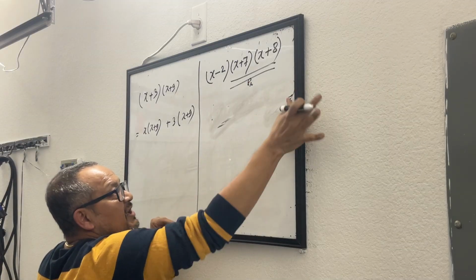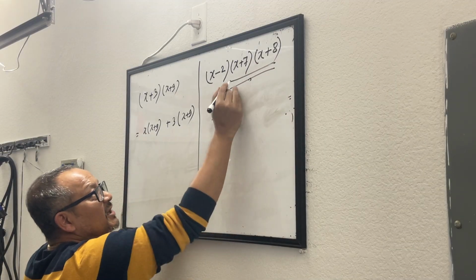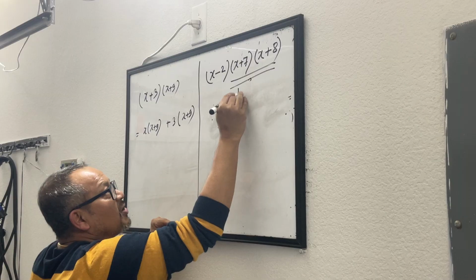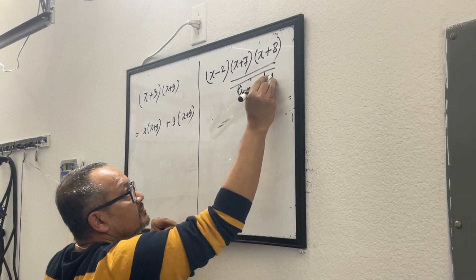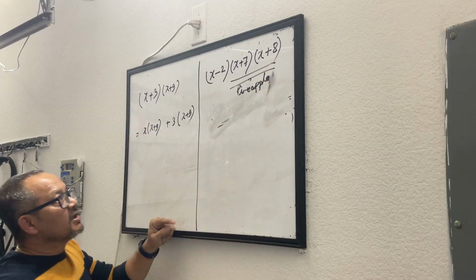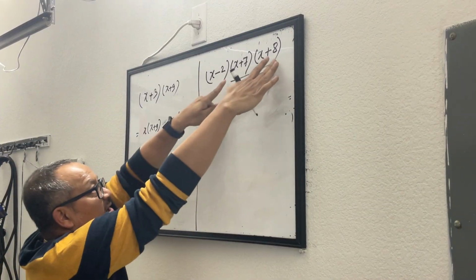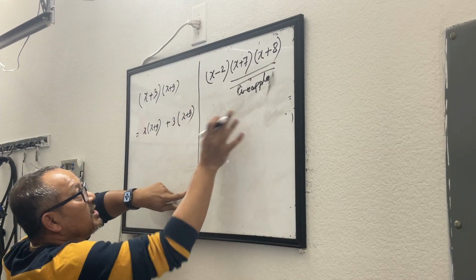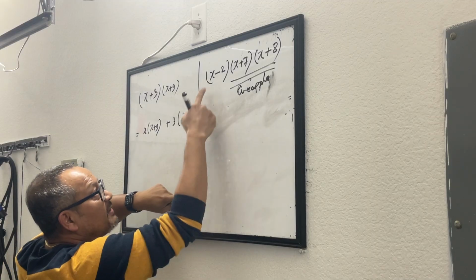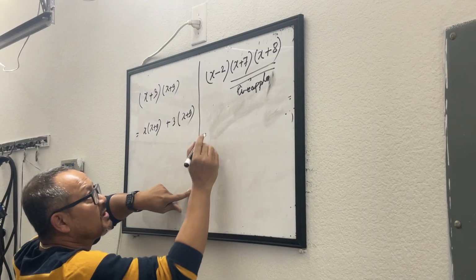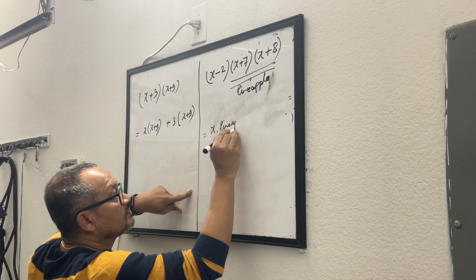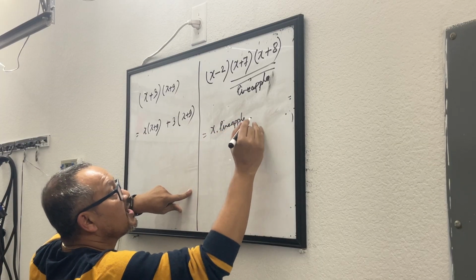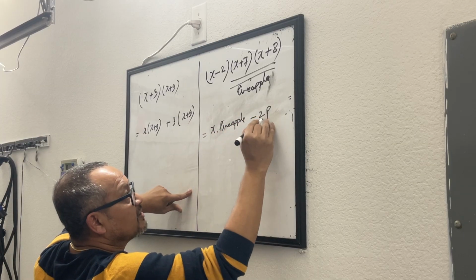So I'm saying this whole thing is x plus 7 into x plus 8. I am calling this pineapple. Okay, so this whole thing is pineapple. I don't know what pineapple is right now. So here, when I break it using the distributive property, it will become x times pineapple minus 2 times pineapple.